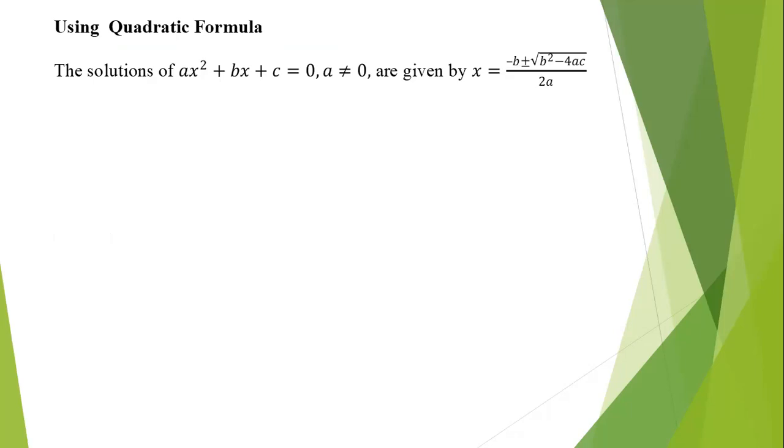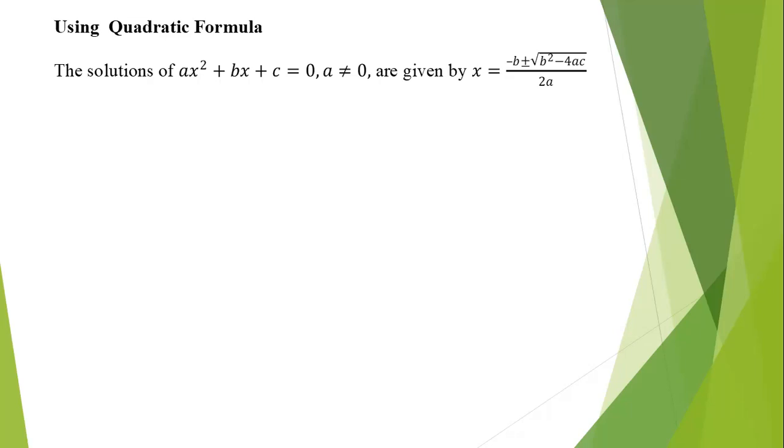Now the next method is what is called the quadratic formula. Some people also call it the almighty formula. I don't know what is almighty there, but maybe it's because it can solve any form of quadratic.